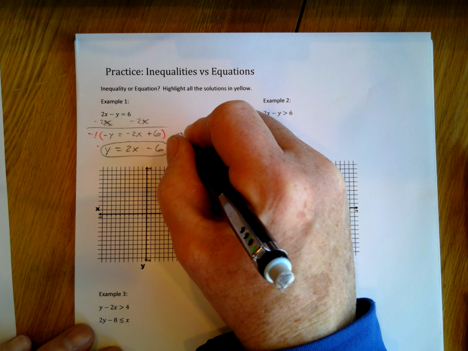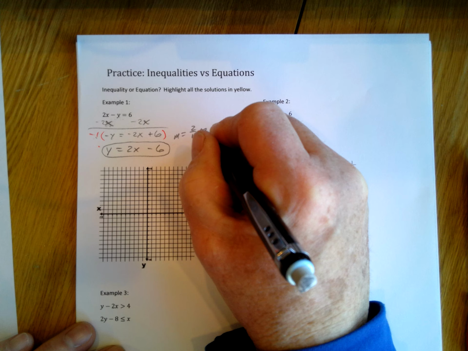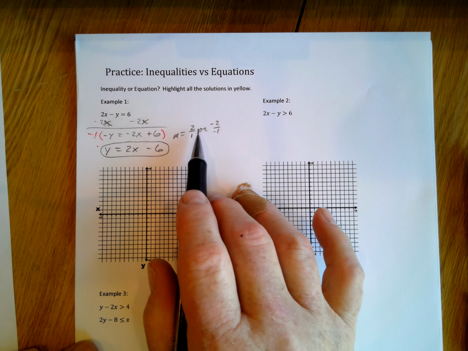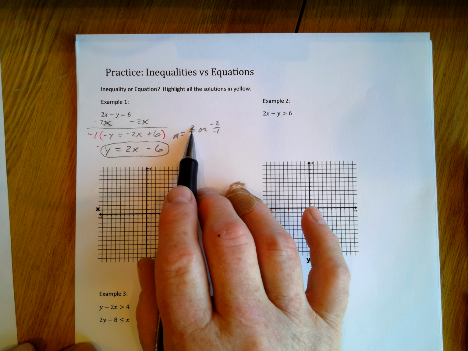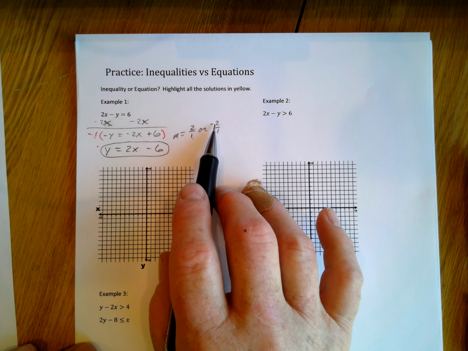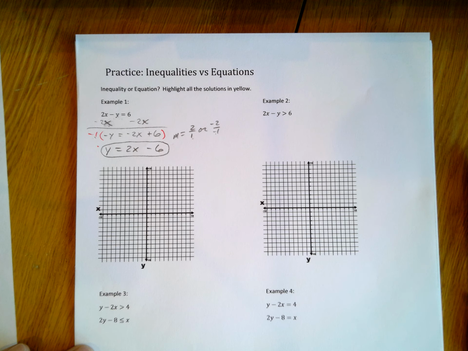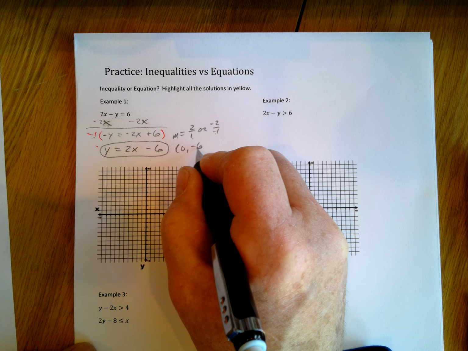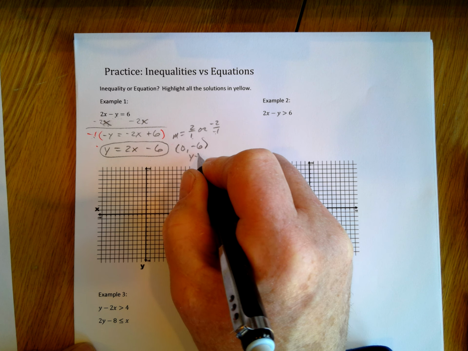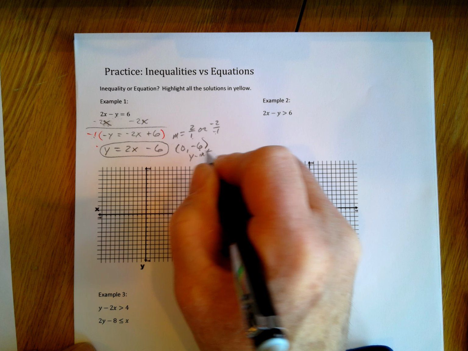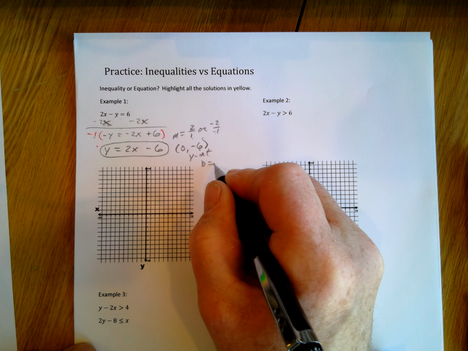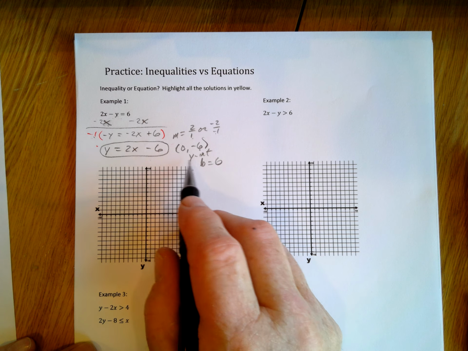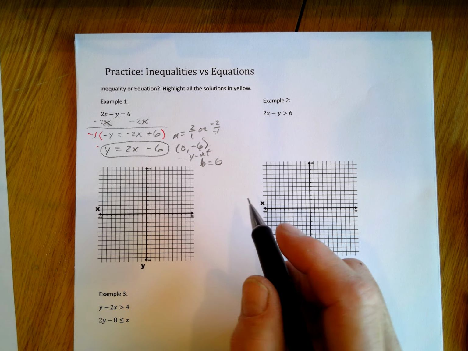I have a slope of 2 over 1, or negative 2 over negative 1. Why do I always do this? Well, because this is telling me 2 up and 1 to the right. This is telling me 2 down and 1 to the left. My y-intercept is (0, negative 6). Now, we can write the y-intercept as a coordinate, or we could say b equals negative 6. I don't care, as long as you show that you know what you're doing.